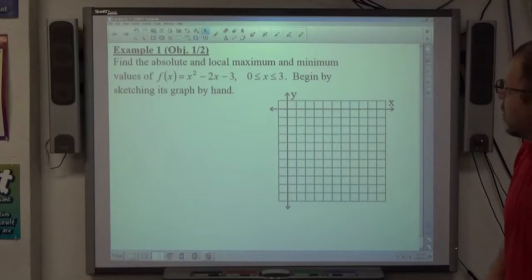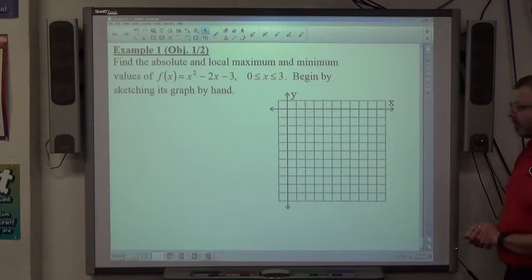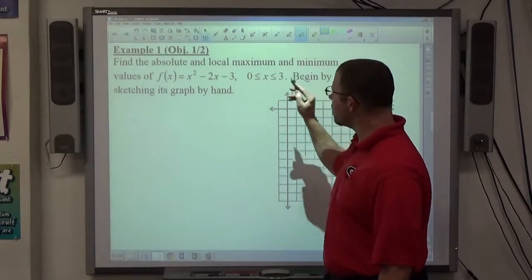Find the absolute and local maximum and minimum values of f(x) = x² − 2x − 3, for 0 ≤ x ≤ 3. Begin by sketching this graph by hand. Okay, so first off, a little vocabulary for you.